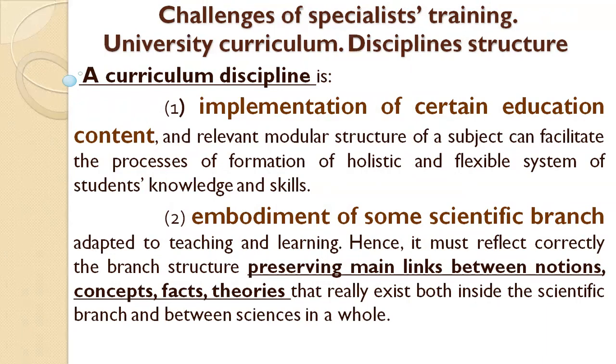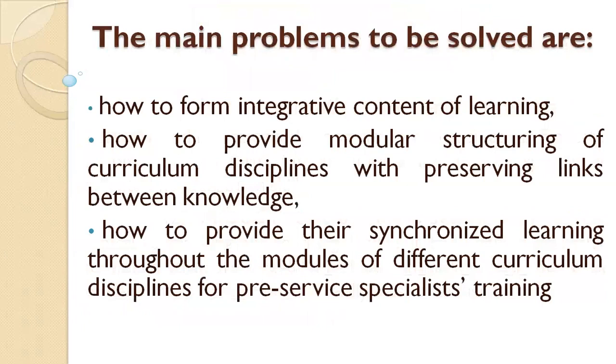And on the other hand, the curriculum discipline is the embodiment of some scientific branch adapted to teaching and learning. So it must correctly reflect the branch structure, at the same time preserving main links between notions, concepts, facts, and theories that really exist both inside the scientific branch and between branches of sciences as a whole.